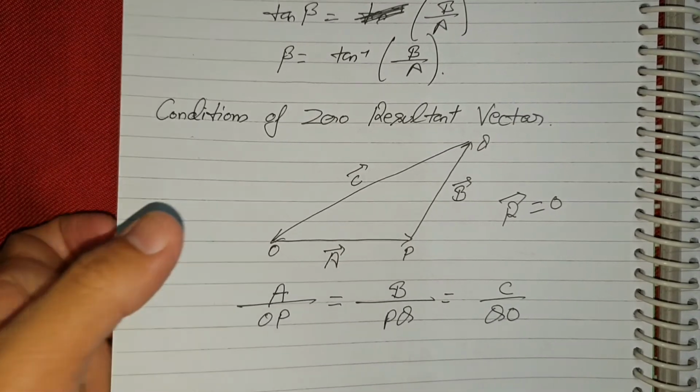Now there are some important facts of the vector addition. First of all, as we know, like quantities can be added together. So the vectors of same nature can be added, like a force vector can be added to a force vector only, not to a velocity vector.